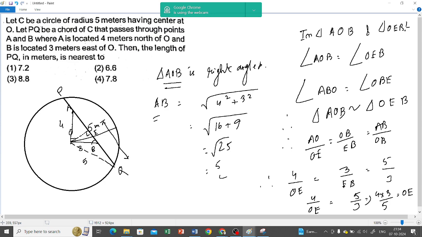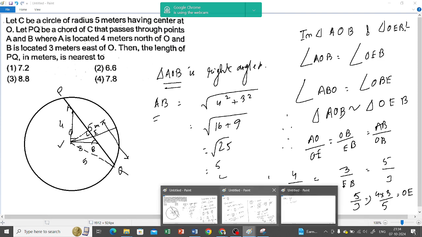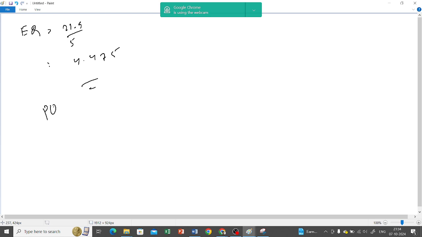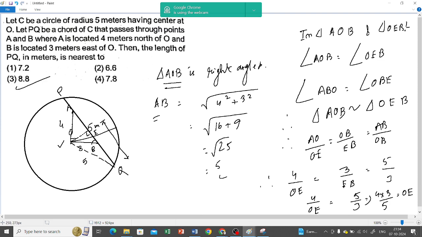See, this OE is a perpendicular which is drawn from the center O on this chord. So OE will bisect the chord. That means E is the midpoint of PQ, right? If EQ is this, then what is PQ? Double of this, 8.9 something, which is closest to 8.8.